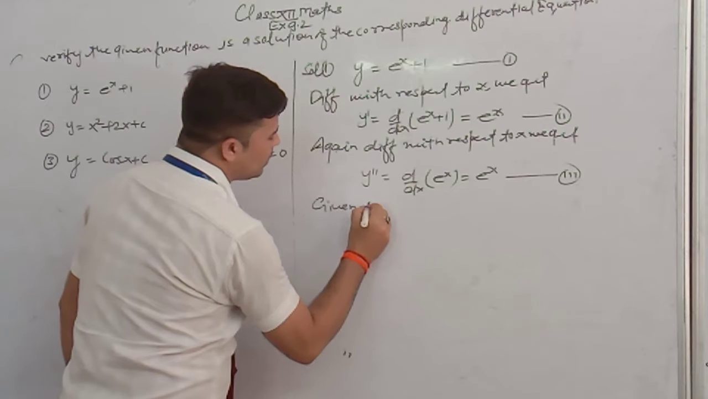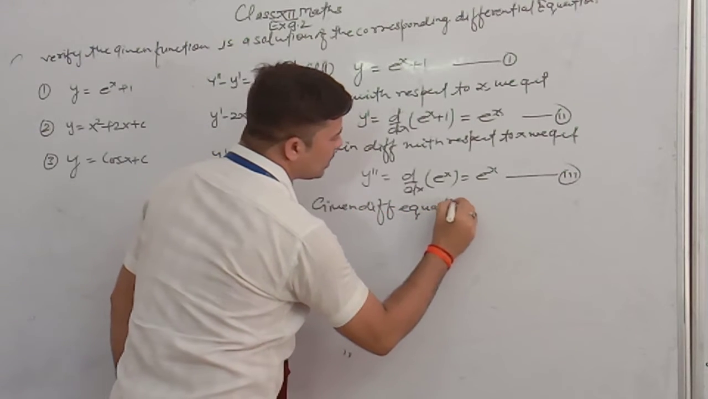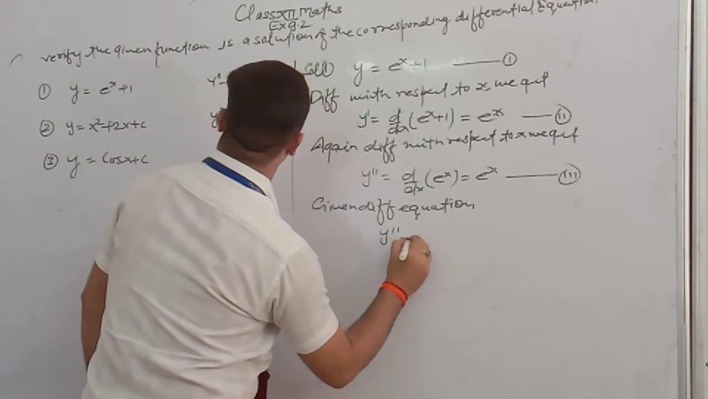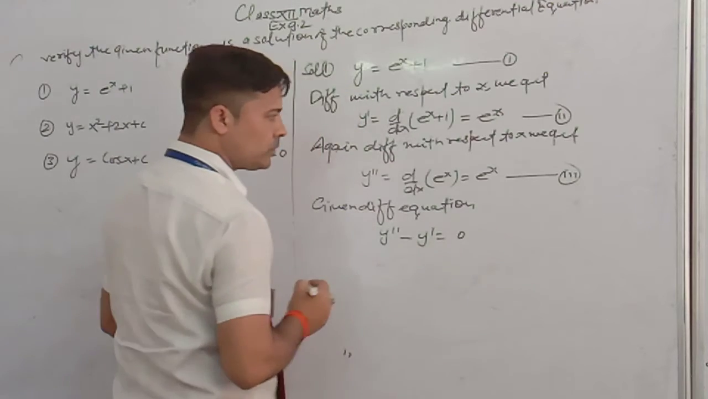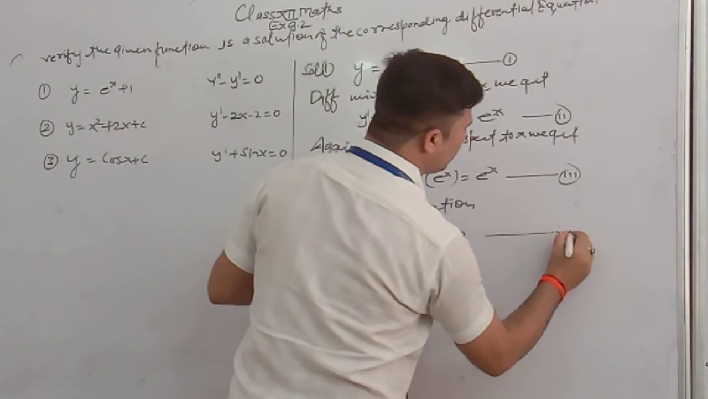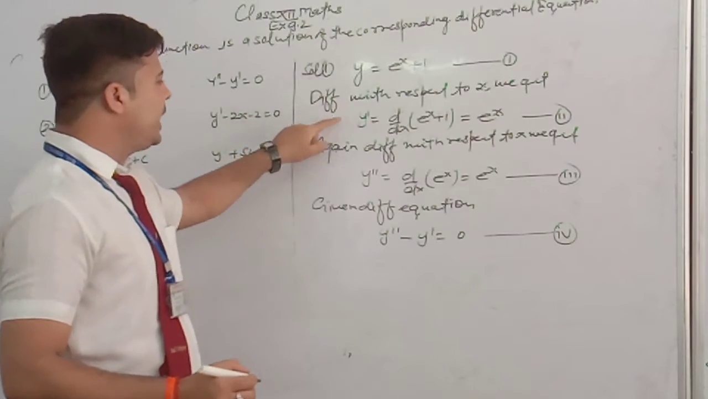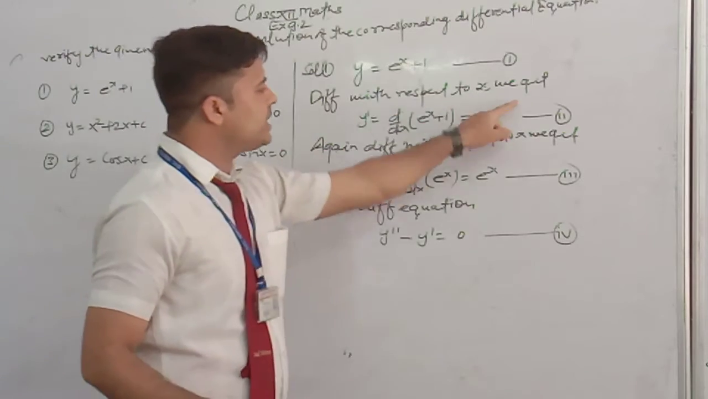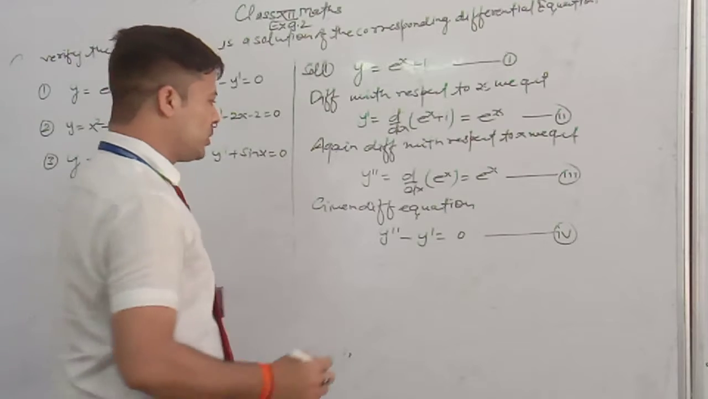Now the given differential equation is y double dash minus y dash is equal to 0. Take it as equation number 4. Putting the value of y dash and y double dash from equations 2nd and 3rd in the LHS of equation 4.